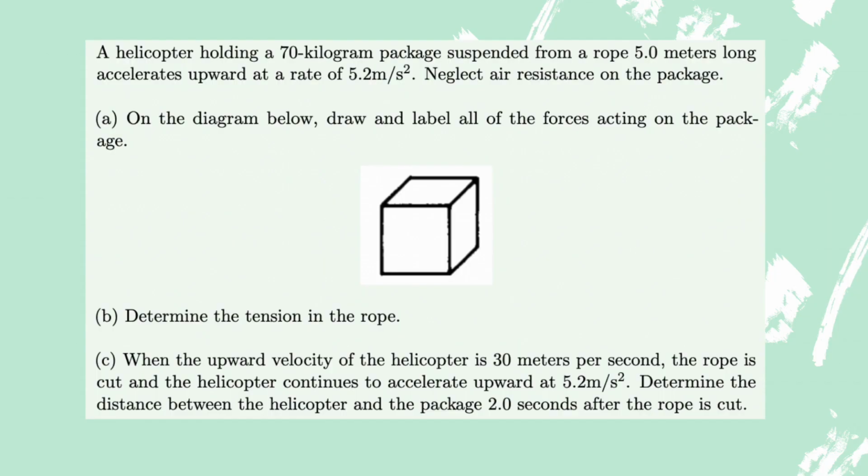Now in part C it says, when the upward velocity of the helicopter is 30 meters per second, the rope is then cut, and then the helicopter continues to accelerate upwards at the rate of 5.2 meters per second squared. And then we want to determine the distance between the helicopter and the package 2 seconds after the rope is cut. So basically at this moment, the rope will be cut, and then the helicopter will continue to accelerate upwards with the same rate. Now the only difference is that the package will be accelerating downwards with g.